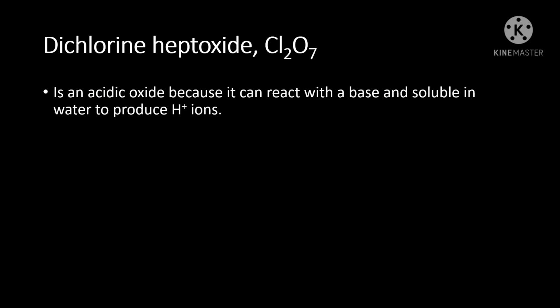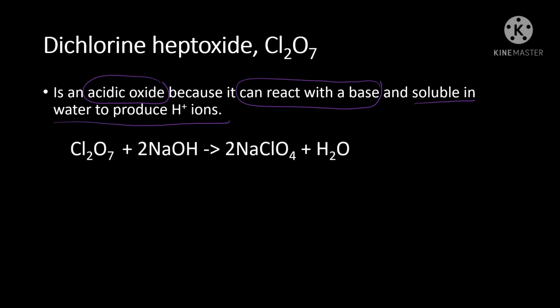Dichlorine heptoxide Cl2O7 is also an acidic oxide because it can react with a base and also soluble in water to produce solutions with hydrogen ions. For example, dichlorine heptoxide Cl2O7 reacts with sodium hydroxide base to produce sodium perchlorate salt and water. As it can react with a base, therefore, dichlorine heptoxide Cl2O7 is an acidic oxide.